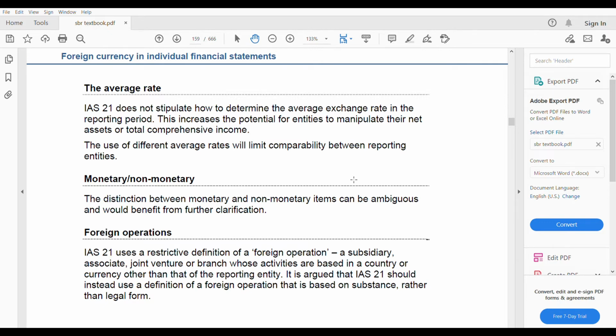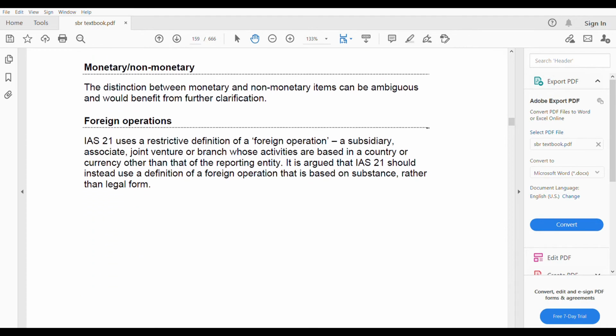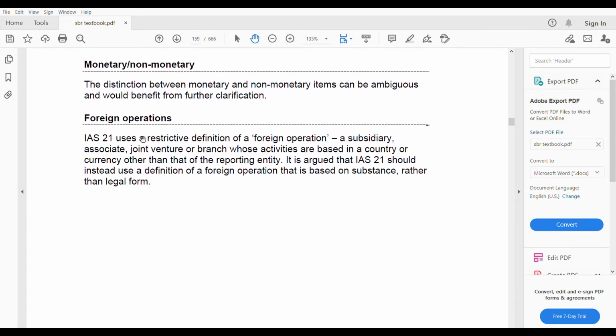Next, foreign operations. IAS 21 uses a restrictive definition of a foreign operation. What is that definition? It could be a subsidiary in a foreign country. It could be an associate also. It could be a joint venture also, or a branch, whose activities are based in a country or currency other than that of the reporting entity. That means it is not your country, it is outside your country. Even the currency is different to yours, and the country is different to yours.